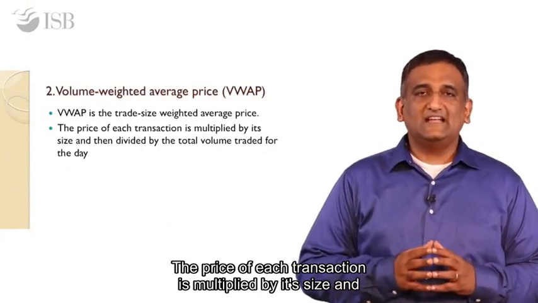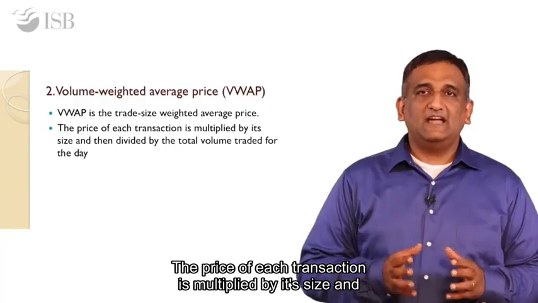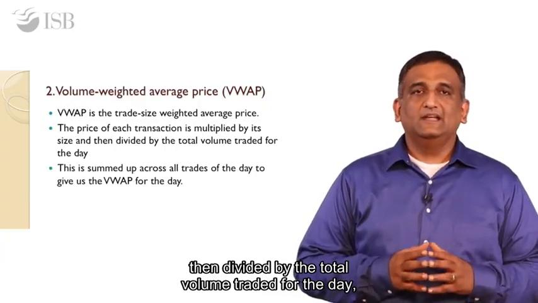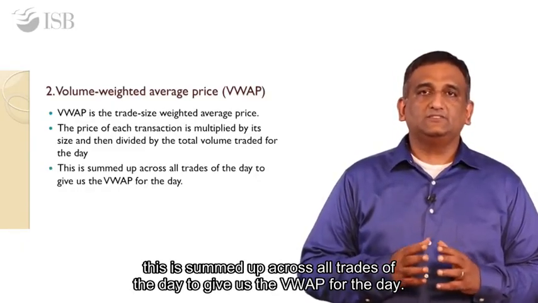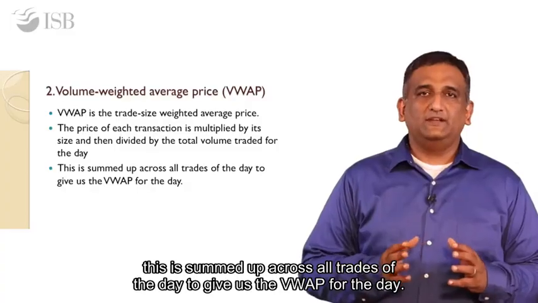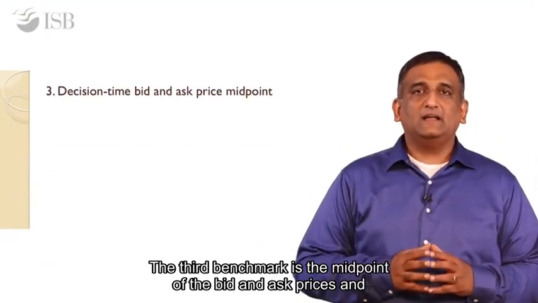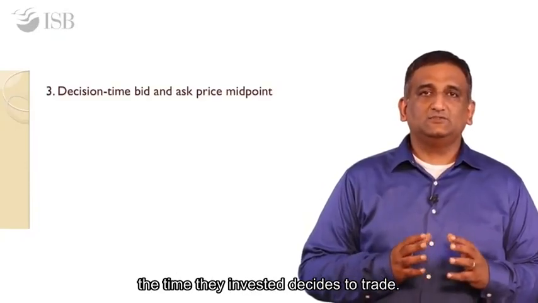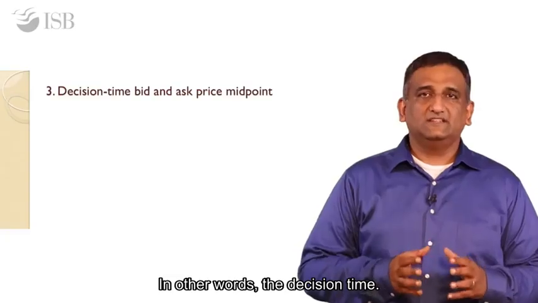The price of each transaction is multiplied by its size and then divided by the total volume traded for the day. This is summed up across all trades of the day to give us the VWAP for the day. The third benchmark is the midpoint of the bid and ask prices at the time the investor decides to trade. In other words, the decision time.